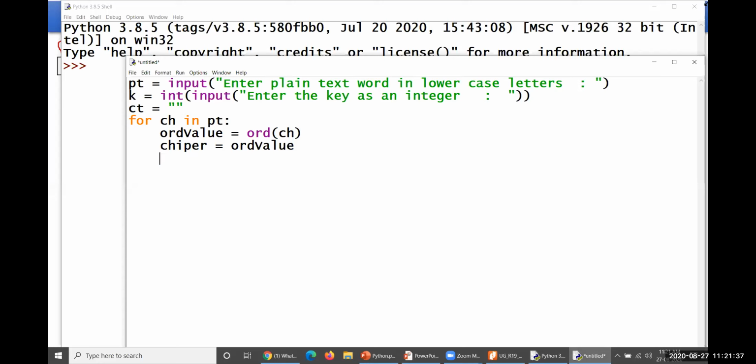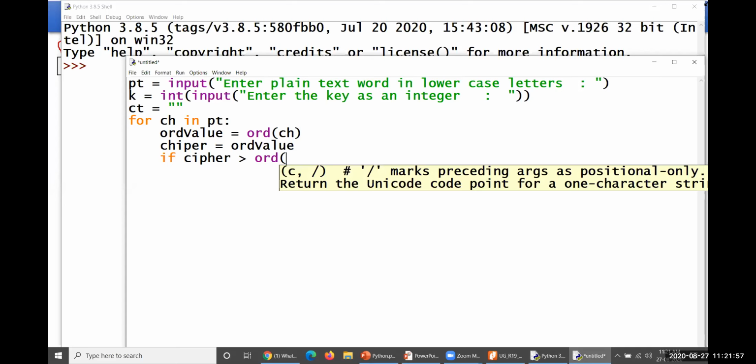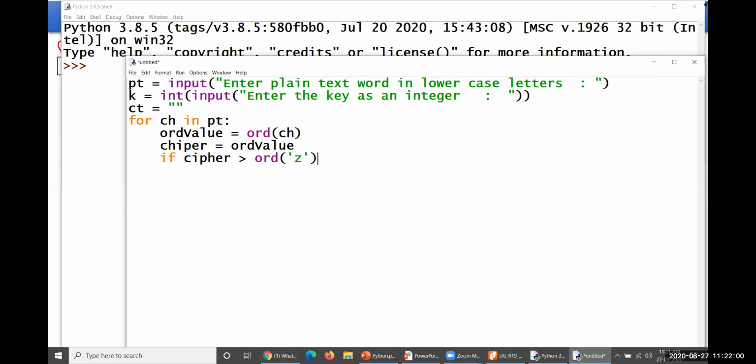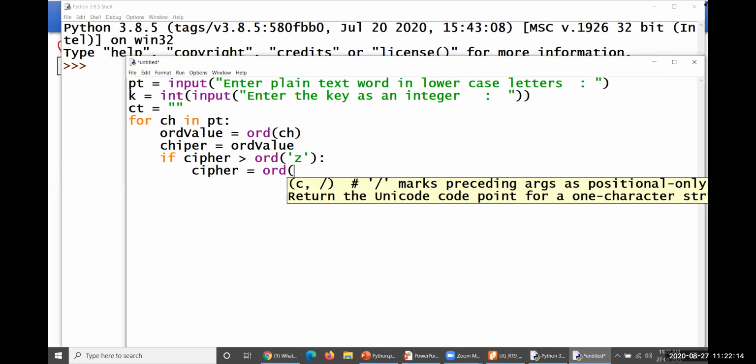After identifying that, you need to check whether your cipher value is beyond z or not. First of all, if cipher will be greater than ORD of small z, if that is the case, what exactly we are trying to perform here is that the cipher value could be identified as ORD of small a, because after z, any character must be cyclically provided as a only. If z is taken, then z plus 3 will be taken.